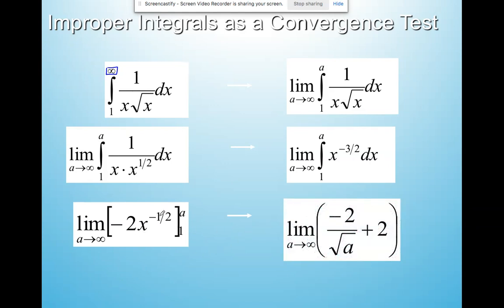X to the a to the negative 1/2 is really a to the 1/2, square root of a in the denominator. And then remember, it's minus the negative 2, which is why I have a plus 2. I'm going off to infinity. So what does the square root of infinity go to? Infinity. And what is negative 2 over really, really, really big numbers? 0. So the improper integral equals 2.